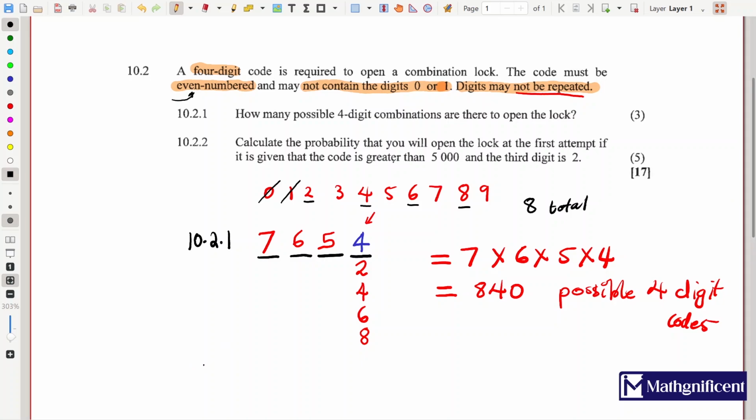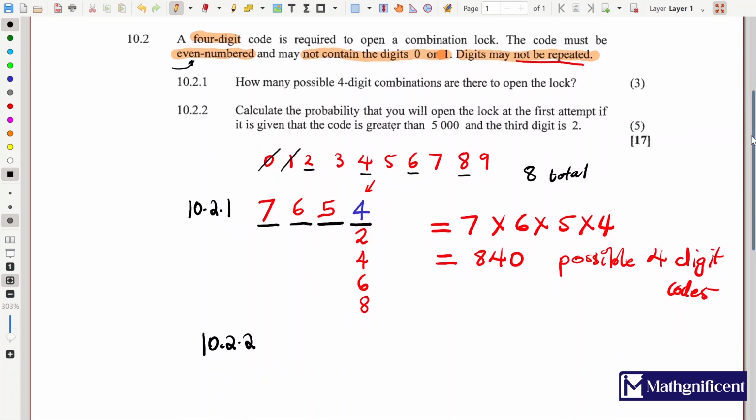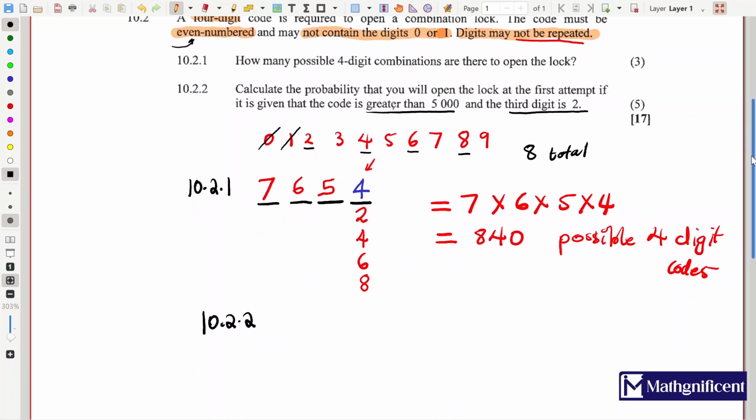The next question here, 10.2.2, says that we should calculate the probability that you will open the lock at the first attempt if it is given that the code is greater than 5,000. So this is another restriction or another condition. And it further says that the third digit should be 2, right? And that's what we have there.